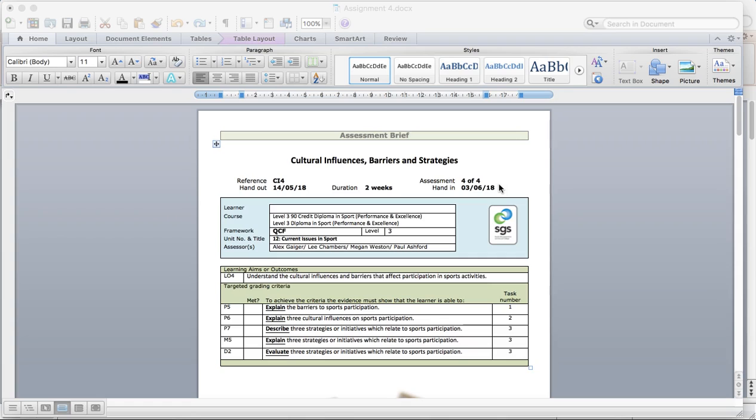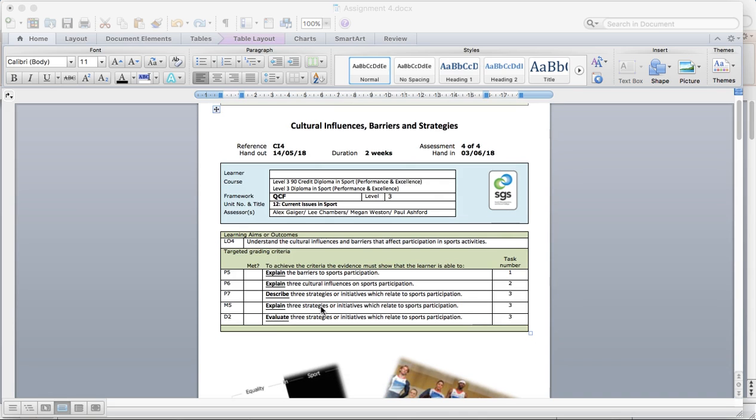What you'll see is it's out this week and it's due in on the 3rd of the 6th, which is the last Sunday before we come back. It actually gives you 2 weeks of college time and a week of half term. It addresses 5 criteria, so I'll talk you through those now.